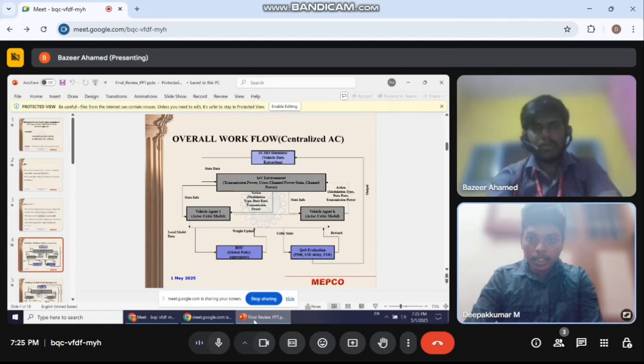That means multiple agents, and then you put the state info into vehicle agent 1. State info is nothing but the transmission power, cross-channel power gain, and channel power gain. And according to that, you also have the actions, and according to the action you put to the states. So the actions are modulation type, data rate, and transmission power.